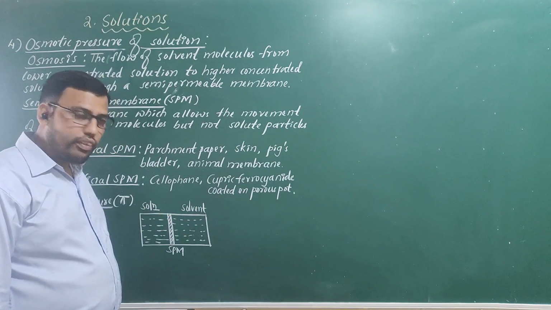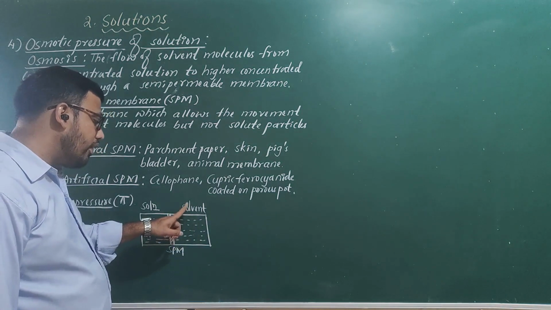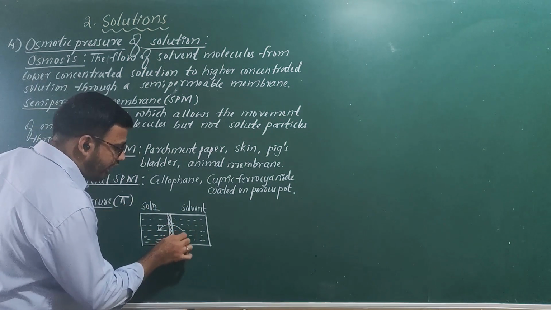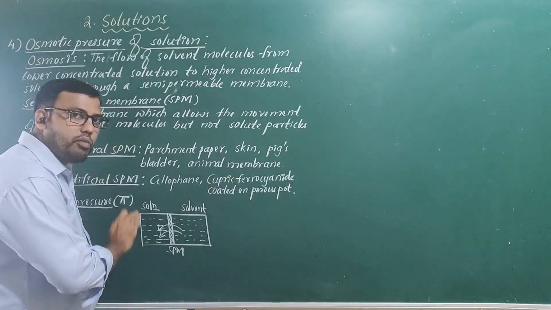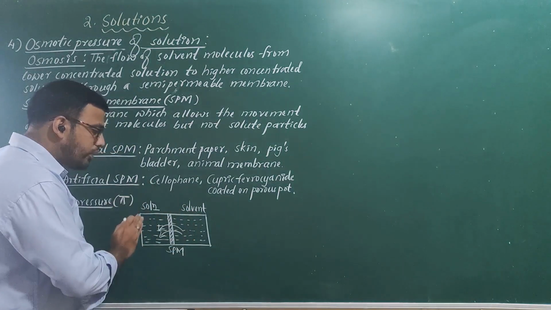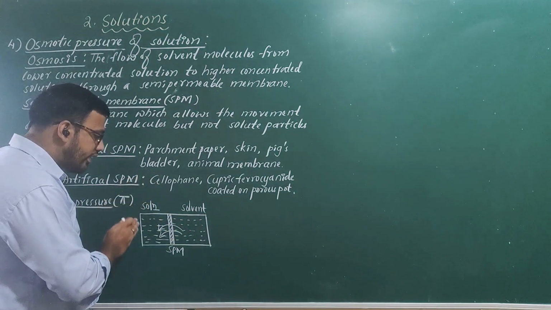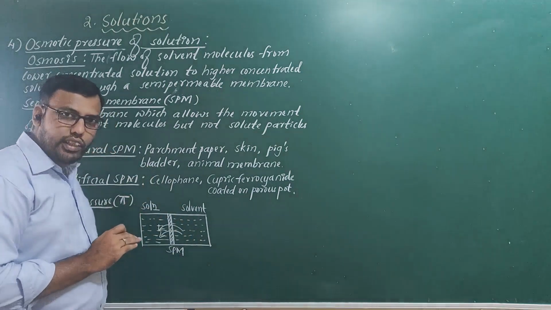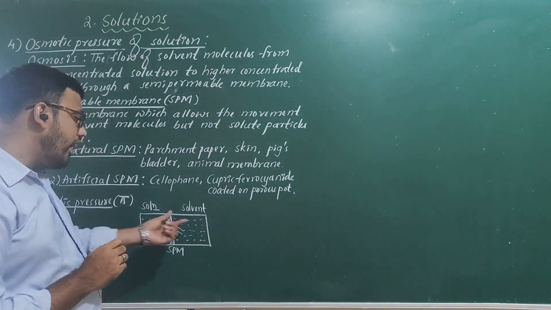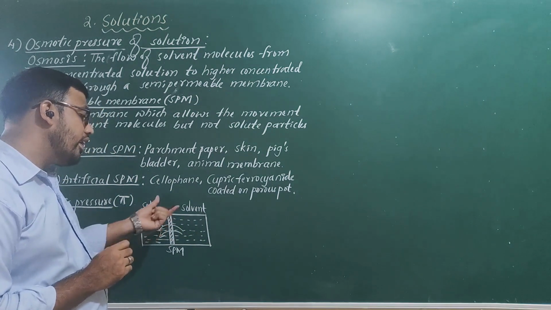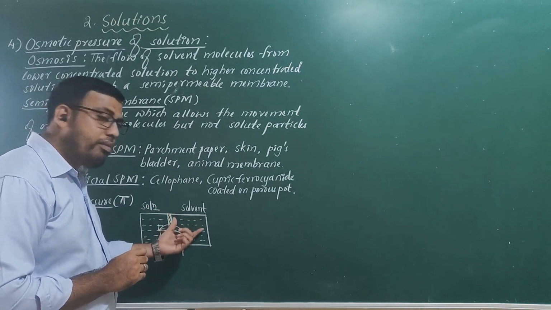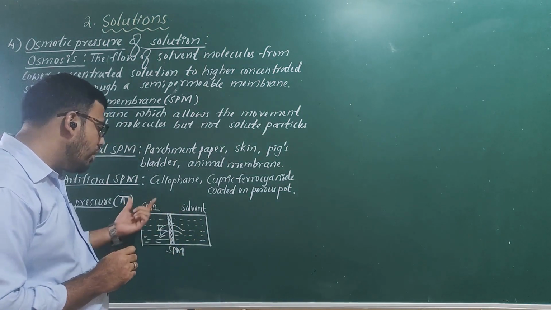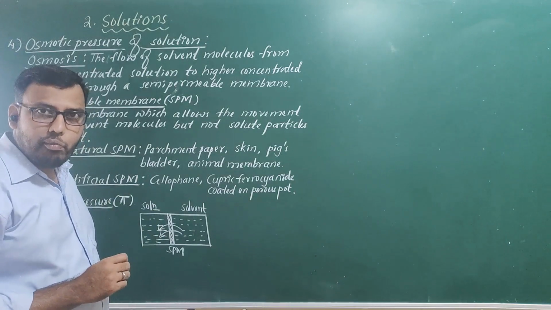So now what happens? The solvent molecules start moving from pure solvent to solution side. So osmosis takes place in this way. Am I right? Solvent starts moving from pure solvent to solution side, or dilute solution to concentrated solution side, or lower concentrated solution to higher concentrated solution side. Why are solvents flowing from this side to this side? I have already told you, here vapor pressure is more. So that's why solvents are moving from this side to this side across the semi-permeable membrane.